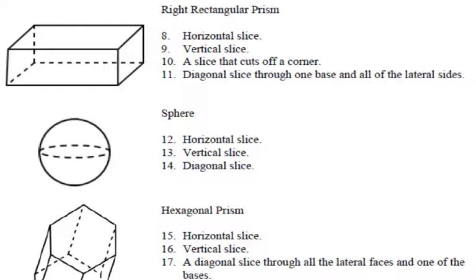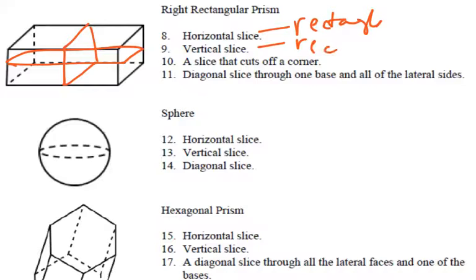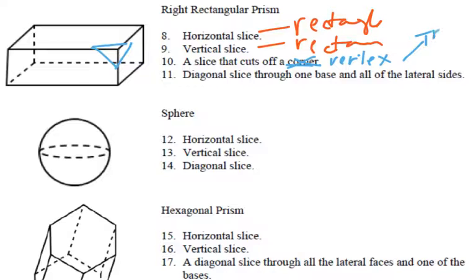Okay, right rectangular prism. A horizontal slice will give us a rectangle. A vertical slice will also give us a rectangle. A slice that cuts off a corner, which we know is the wrong word, we should say vertex, would give us a triangle. And then a diagonal slice through one base and all of the lateral sides. We'd come here and go down to the base like that. That looks like it would give us a rectangle, possibly a square if you had it just right.